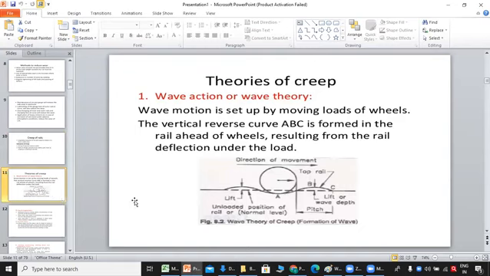Theories of creep. Now you have to write down all these. Write short notes, and keep these question answers short. So, wave action or wave theory.